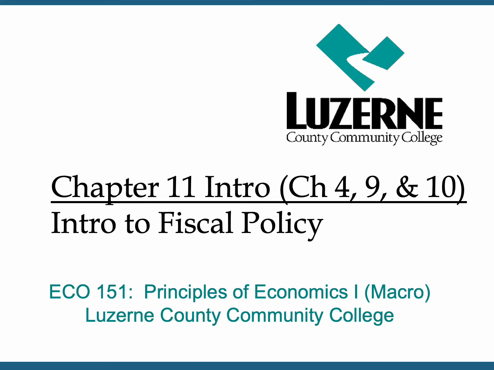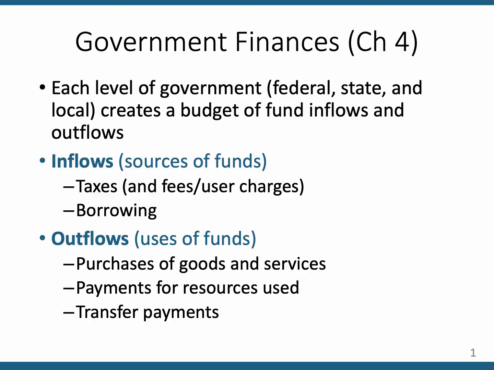The content for this presentation comes from The Macroeconomy Today by Schiller and Gebhardt, published by McGraw-Hill Publishers. This is going to be an intro to Chapter 11, the chapter on fiscal policy, and what we're going to do is talk about some topics from chapters 4, 9, and 10. In this course, we're not covering all of chapters 4, 9, and 10, but we are going to review some of the topics that are important to the understanding of fiscal policy. That's what we're doing in this video.